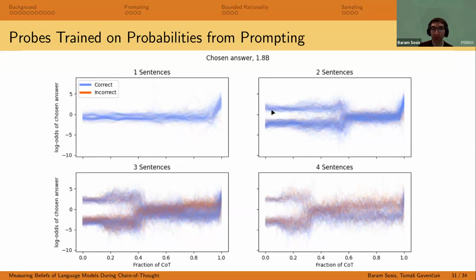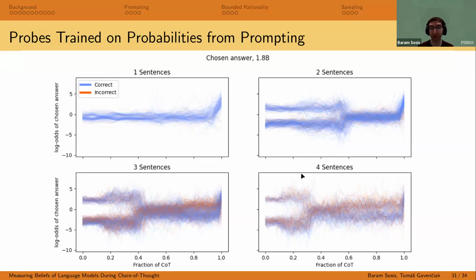But then when you've got two sentences, for some reason, the first sentence gets split up into these two clusters, which then kind of collapse back down for the second sentence. And then for 3 sentences, it's again the first sentence that gets split up more or less. And then the later sentences sort of come together. And again, for 4 sentences, it's like the first sentence. So for some reason, the 1.8 billion model here, which is what we're looking at, the first sentence seems to get split up into these clusters unless there's only one sentence. Then it sort of doesn't do this.